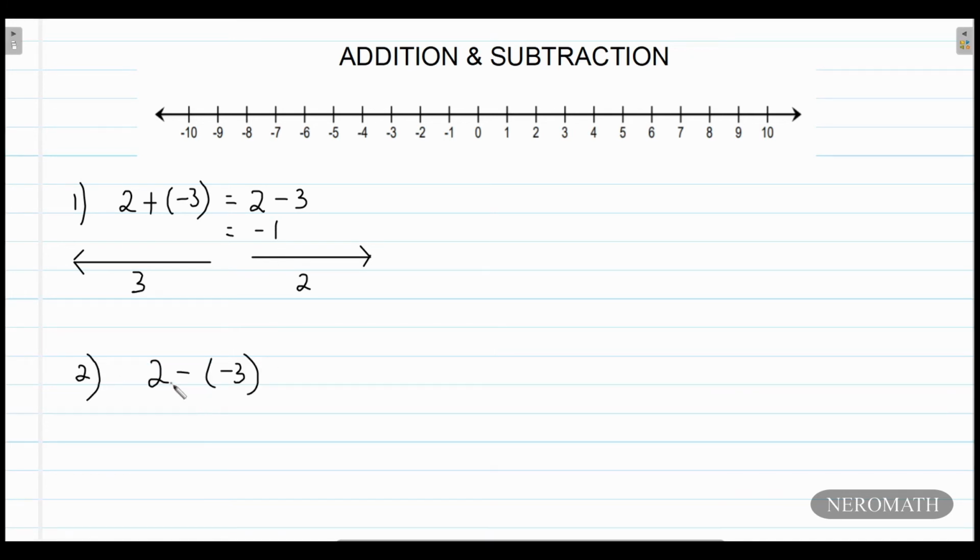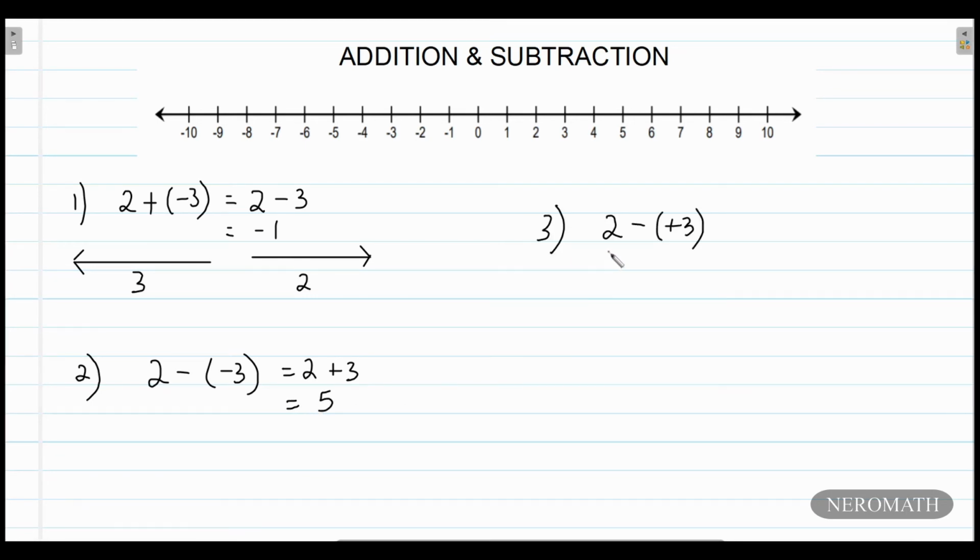So the answer will be negative 1. Now let's look at another question where we have positive 2 take away negative 3. So this negative sign here will change the direction of this negative 3. So negative 3 means going 3 units to the left. So this negative sign will change that direction to the opposite direction, which will be 3 units to the right. So what we'll end up with is positive 2 plus 3, and that will give you 5.